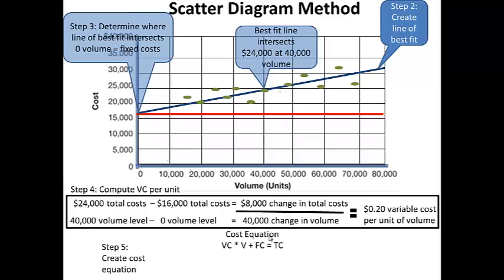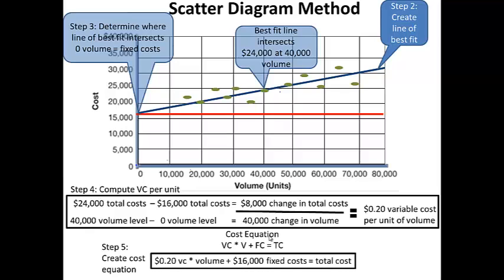Okay, now step 5, we can create our cost equation, and again it's our variable cost times volume, and as I mentioned, that should be in brackets. So variable cost times volume, plus our fixed cost, equals our total cost, and that's at any level of volume. So our equation looks like this. It's 20 cents variable cost times whatever volume we decide to put in there, plus our $16,000 of fixed cost equals our total cost. And that's how we calculate variable cost and fixed cost utilizing a scatter diagram method.